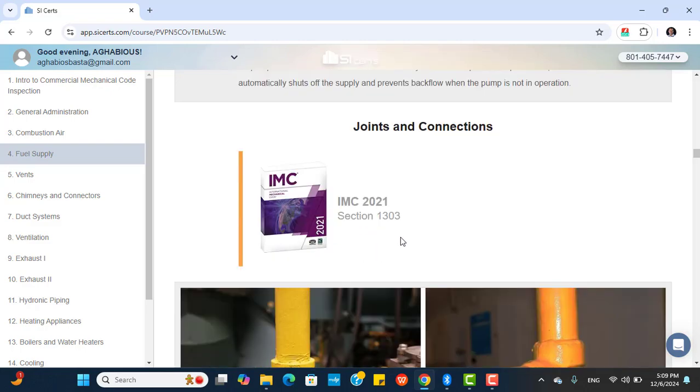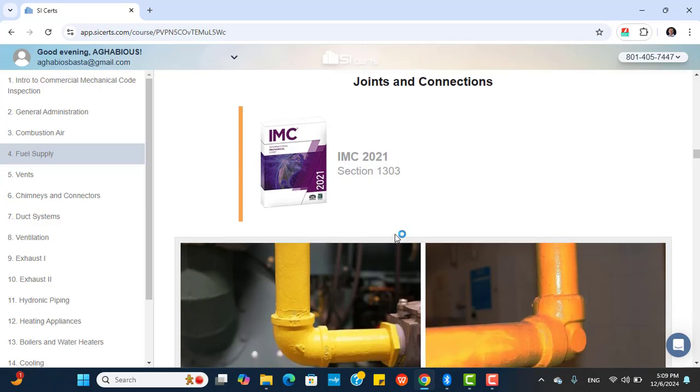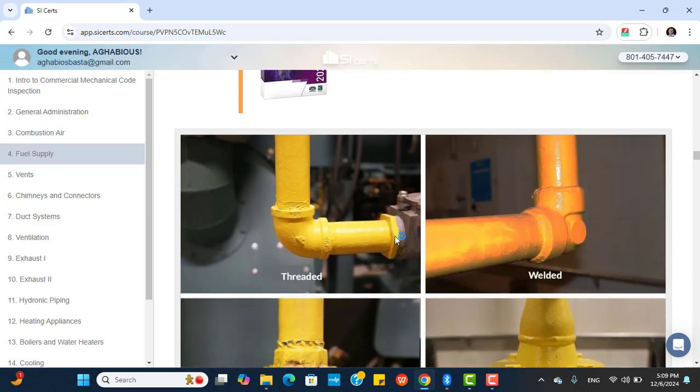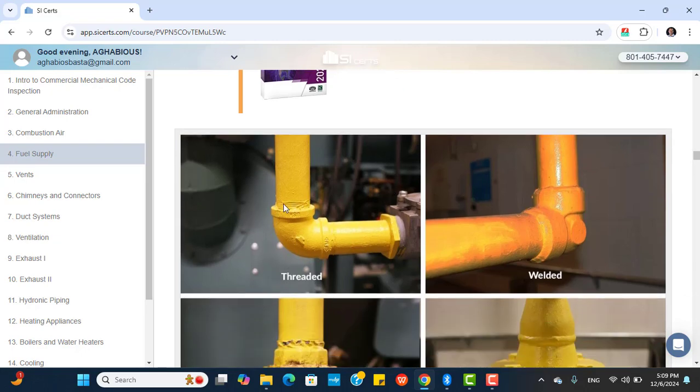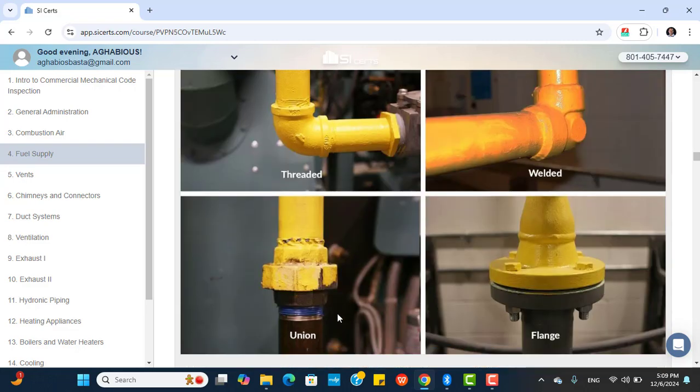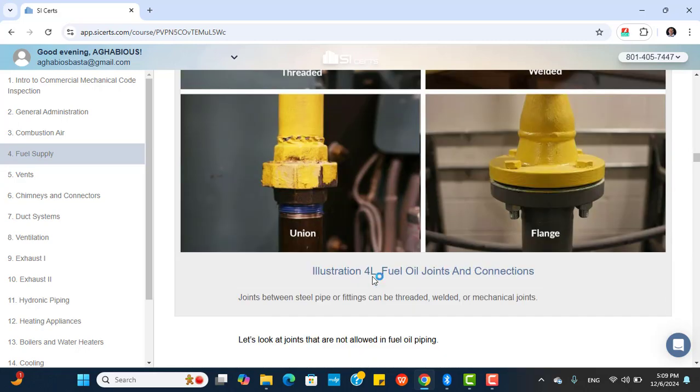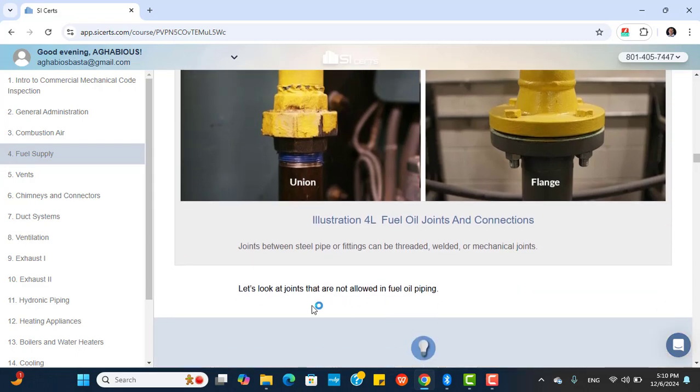Joints and connections. It is in International Mechanical Code 2021, Section 1303. This is the threaded pipe, and this is the welded, and this is the union, and this is the flange. Illustration 4L: fuel oil joints and connections. Joints between steel pipe or fittings can be threaded, welded, or mechanical joints.